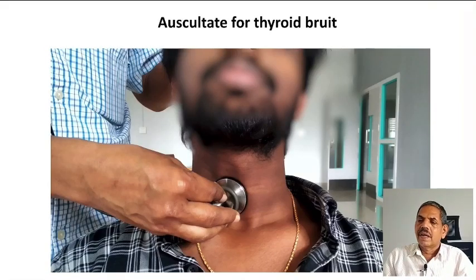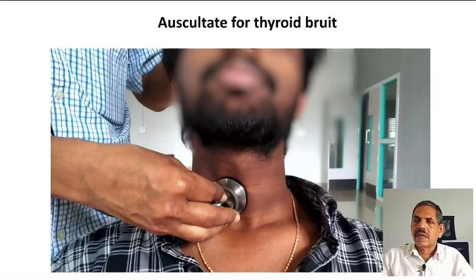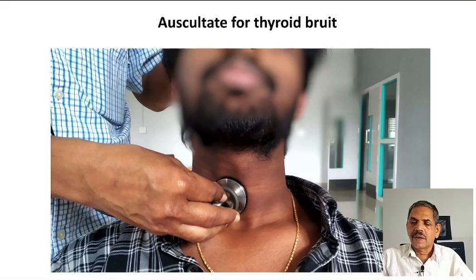After that, you have to do auscultation, because some thyroid enlargements are highly vascular, as in the case of malignancy, and you have to look for a thyroid bruit. This thyroid bruit is a long murmur filling the systole and extending into the diastole. Don't confuse it with the ejection systolic murmur arising from the aortic valve and extending to the carotid.